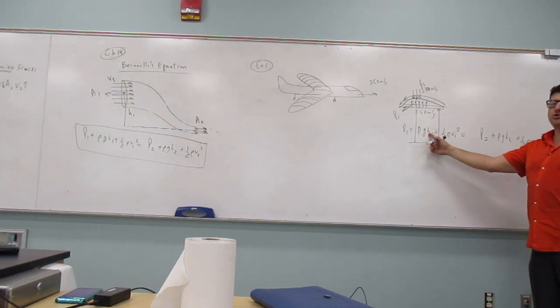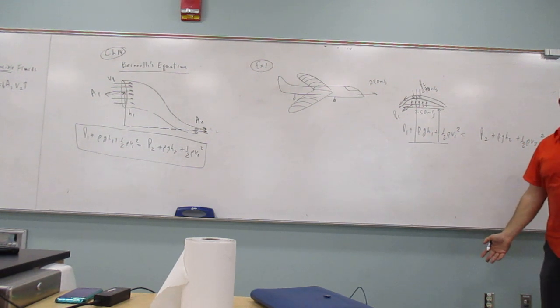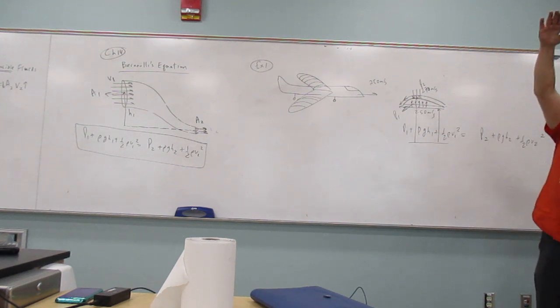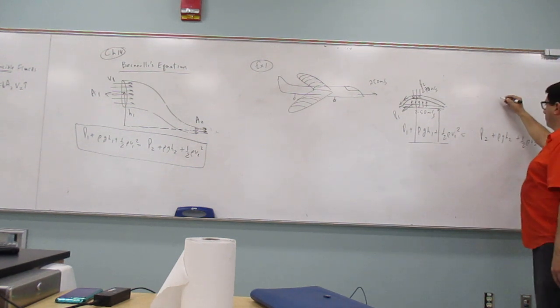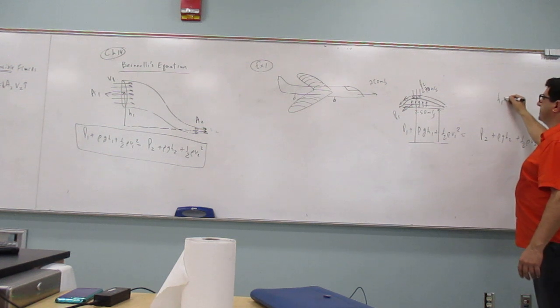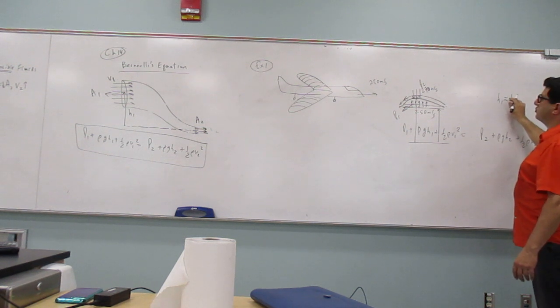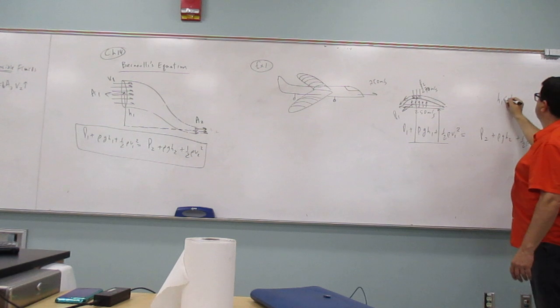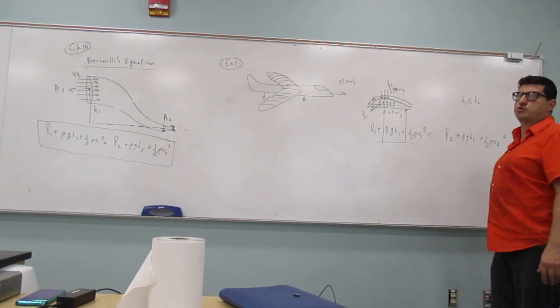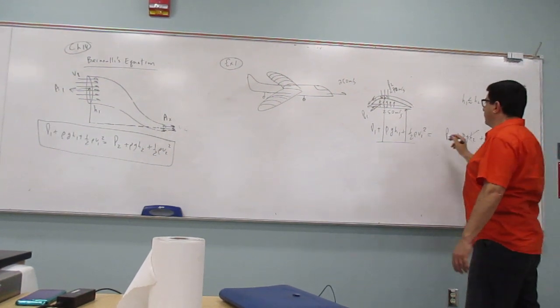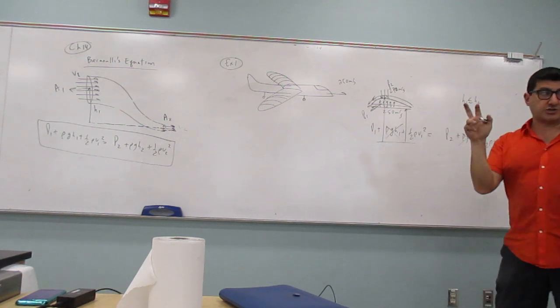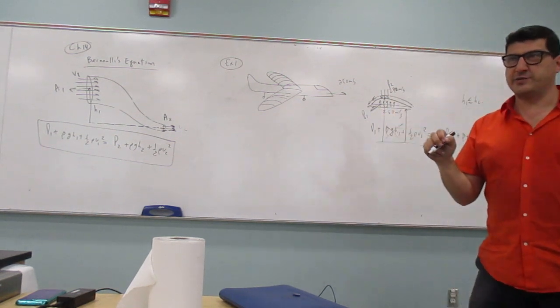So I'm going to venture to say h1 is approximately the same as h2. Not that much difference, because the wing is not that big. So h1 is approximately equal to h2. So h2 is probably slightly larger, right? So h1 is a little bit less than or equal to h2. So what that means is we can cancel that part of the equation, the potential energy part of the equation.